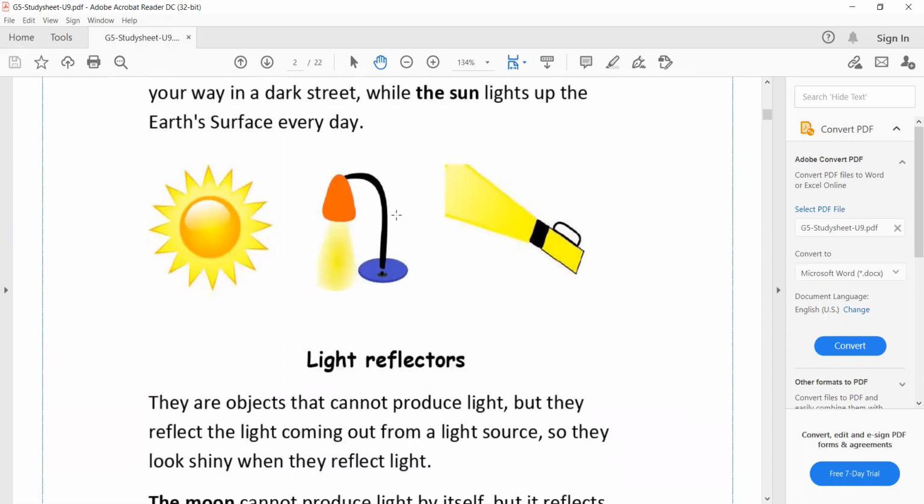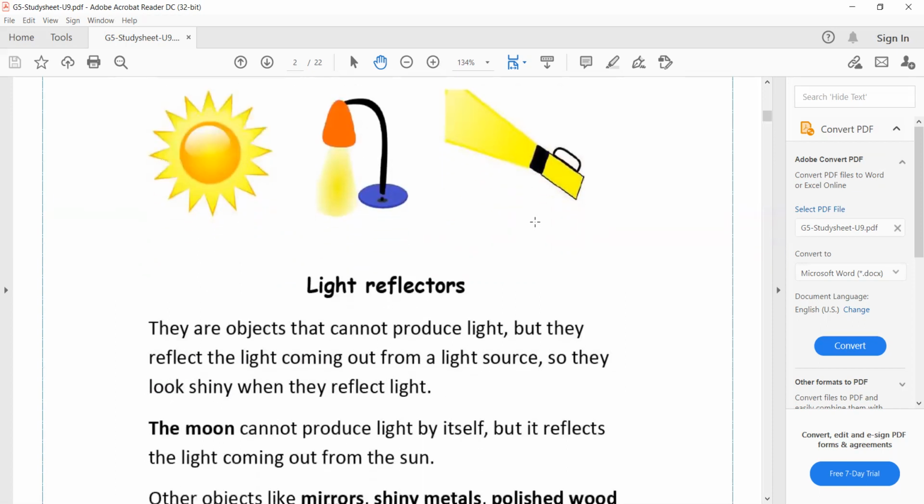Light sources are divided into two types: the sun and the stars, of course, they are natural light sources, if you remember that. And lamp, candle, and torch are artificial light sources or man made light sources.